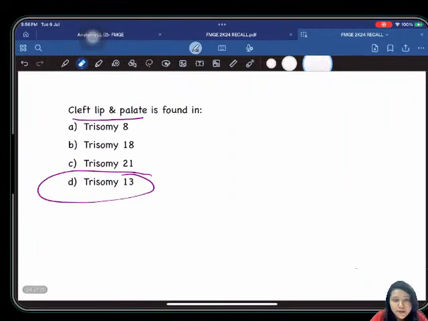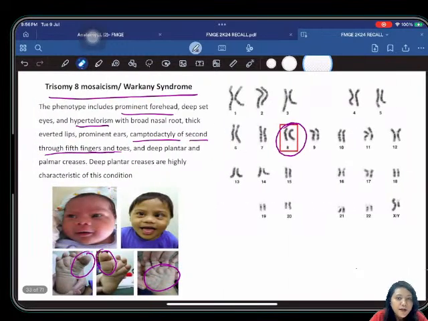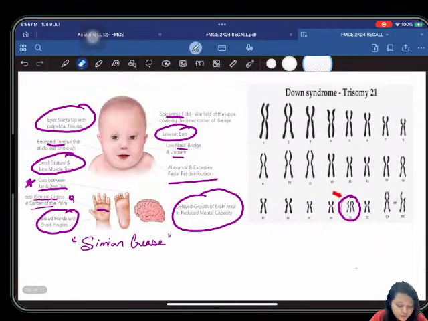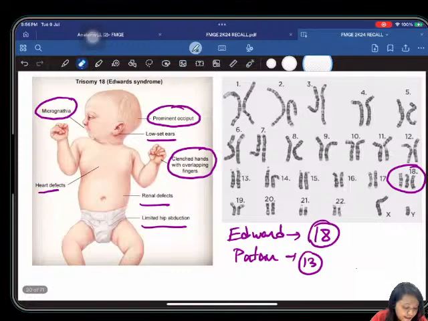Cleft lip, cleft palate is Patau syndrome, trisomy 13. Trisomy 8 is known as Warkany syndrome. Trisomy 21, Down syndrome, simian crease, very typical feature. Trisomy 13, cleft lip, cleft palate and extra fingers or toes, Patau syndrome. Trisomy 18 is Edwards syndrome.